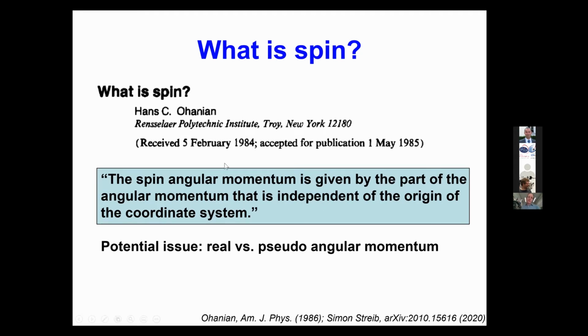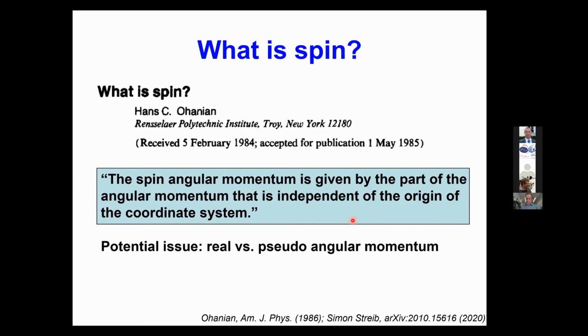Now, the reason I'm bringing this slide up, I'm not going to go into detail about what precisely this question and this answer mean. It's a very nice paper to read. The reason I'm bringing this up is that Simon has also recently submitted a paper. It's on the archive. The reference is in the bottom right. Let me actually switch to a laser pointer. So it's in the bottom right here, where he points out that there may be some potential issues with spin and spin currents in relation to real versus pseudo angular momentum.